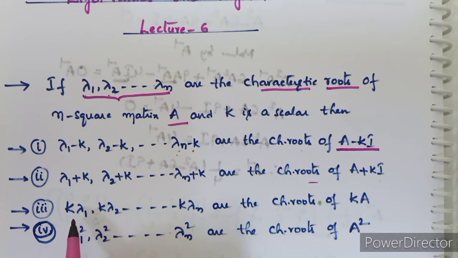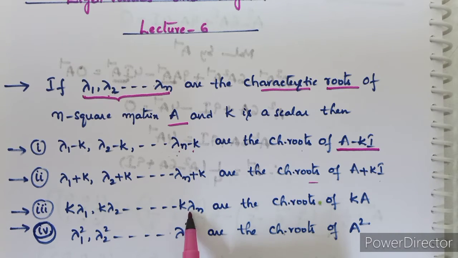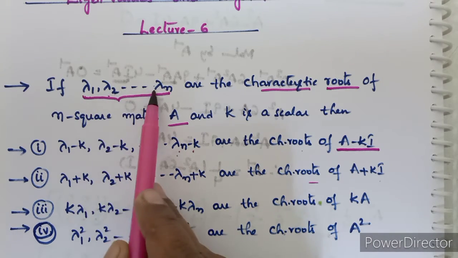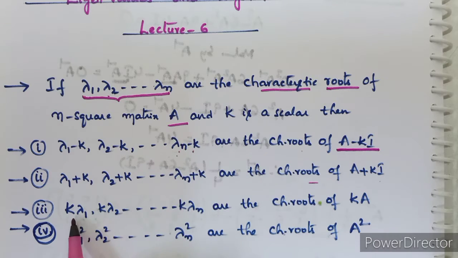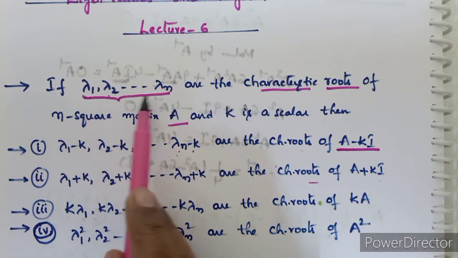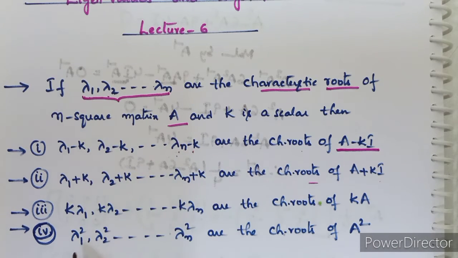Now we are multiplying with some scalar k. k lambda 1, k lambda 2, k lambda n, these are the characteristic roots of kA. If lambda 1, lambda 2, lambda n are the characteristic roots of A, then k lambda 1, k lambda 2, k lambda n are also the characteristic roots of kA. If lambda 1, lambda 2, lambda n are the characteristic roots of A, then lambda 1 square, lambda 2 square, lambda n square, these are all the characteristic roots of A square. These are very, very important bits in the competitive exams.